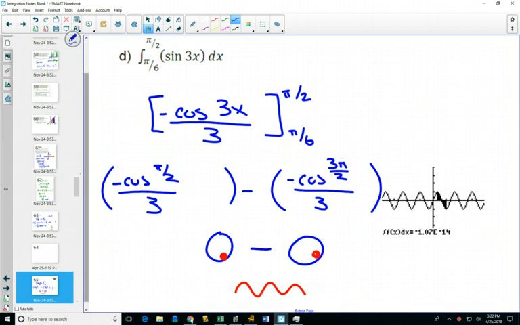So in definite integrals, any area above the x-axis will be positive. I'll color that here in green. That will be considered a positive area. And any area under the x-axis, which I'll color here in red, becomes negative.